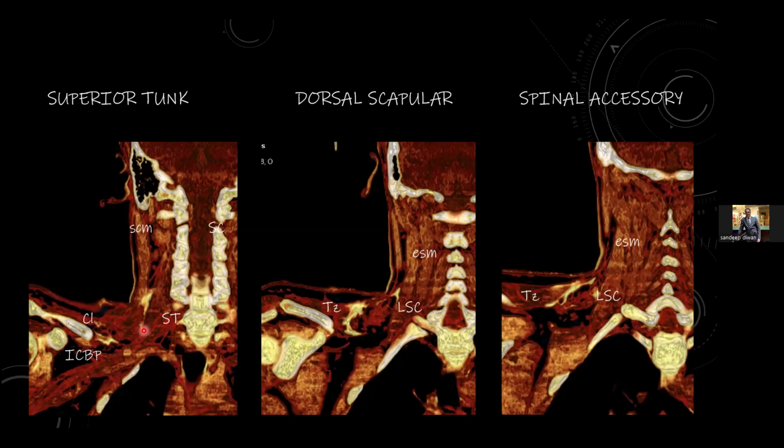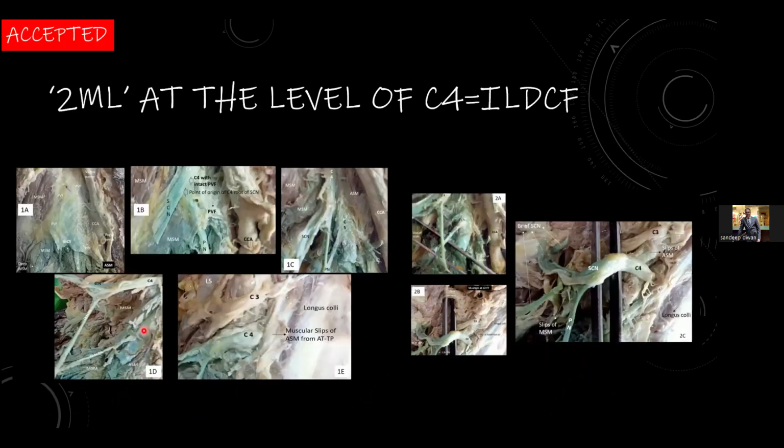Now, this was a young adult. So in the elderly, where the facial planes are very fragile, you can see lots of local anesthetic moving across the facial planes. Now, this we have published. 2 ml at the level of C4 in the investing layer of deep cervical fascia can stain the C4 and C5 and the phrenic nerve, but it will not stain the C3.